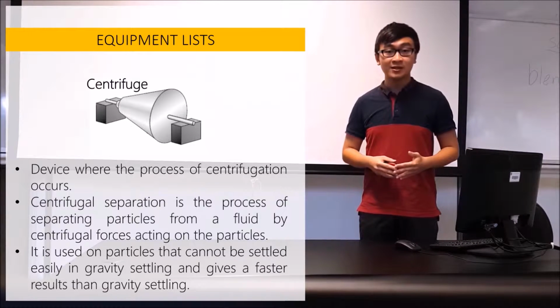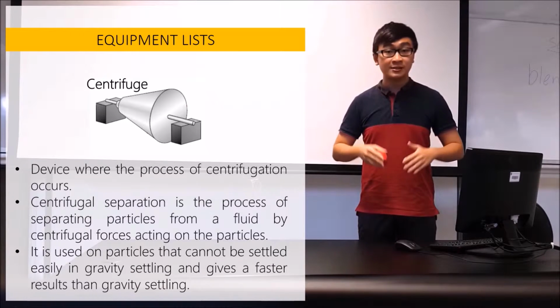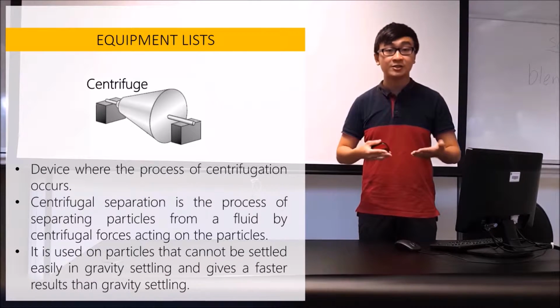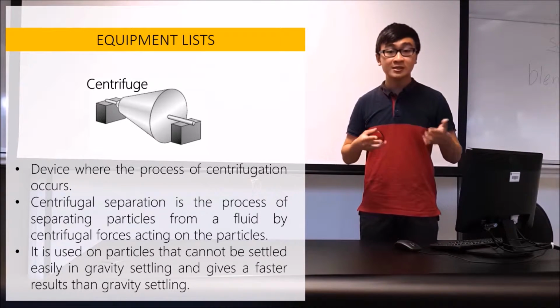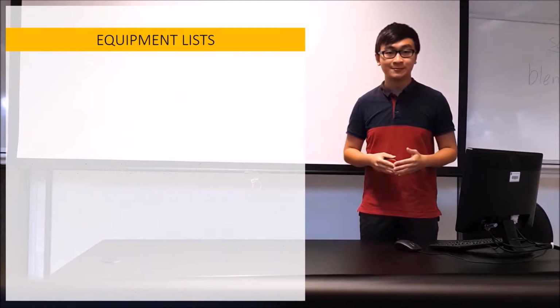Lastly, in the separation stage, we have centrifuge and tray dryer. Centrifuge is a device where the process of centrifugation occurs. Centrifugal separation is the process of separating particles from a fluid by centrifugal force acting on the particles.